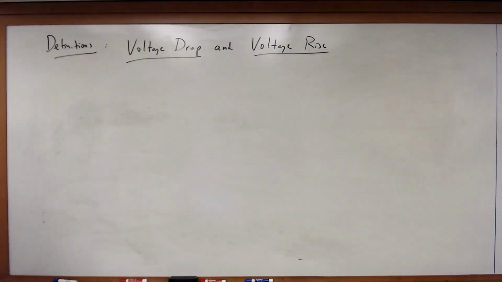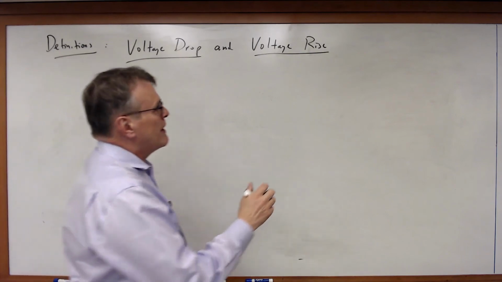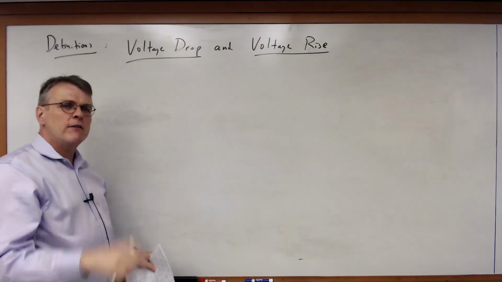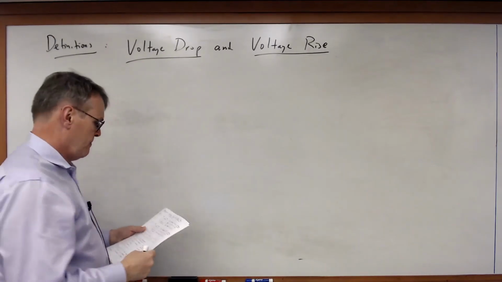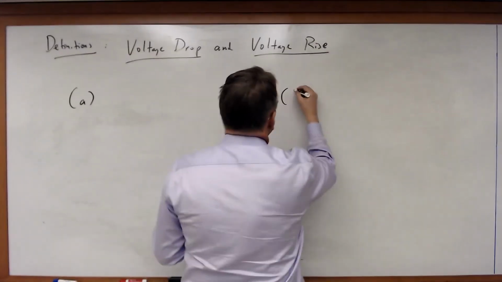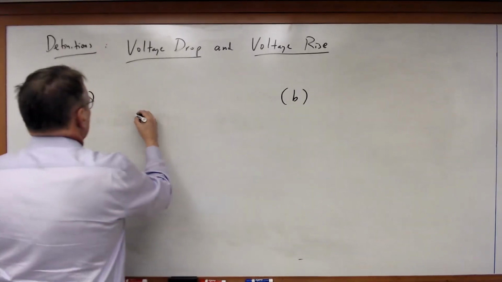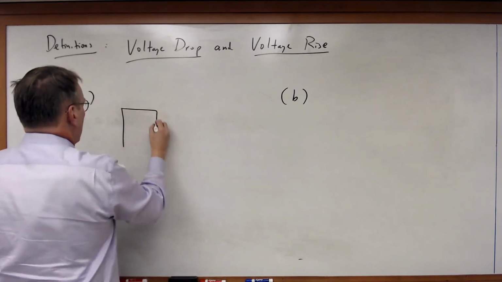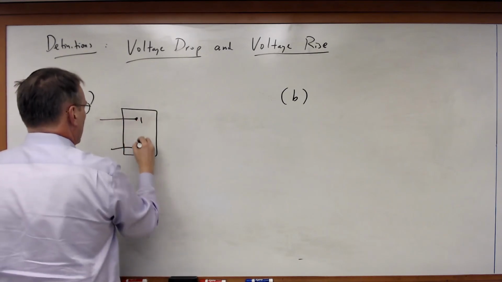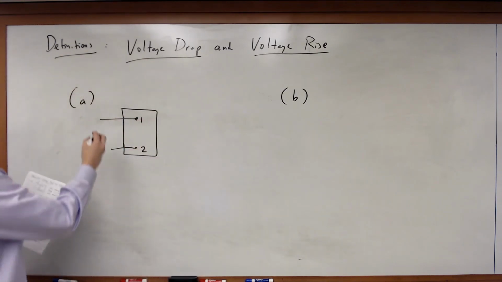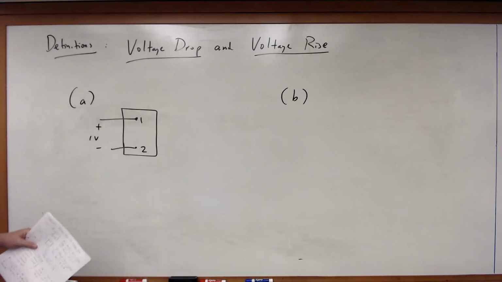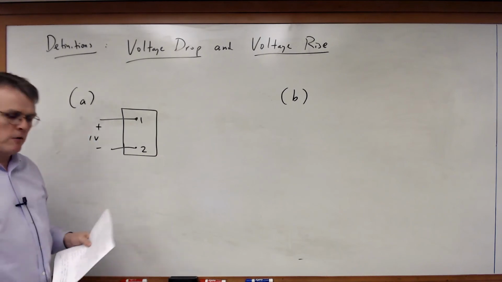The voltage drop and the voltage rise in some ways are kind of arbitrary definitions because it turns out you can kind of use either definition depending upon the way you look at an element. So let's look at two different elements here. Call this A and this B. So in this case, I've got a voltage of 1 volt across this element from terminal 1 to terminal 2.